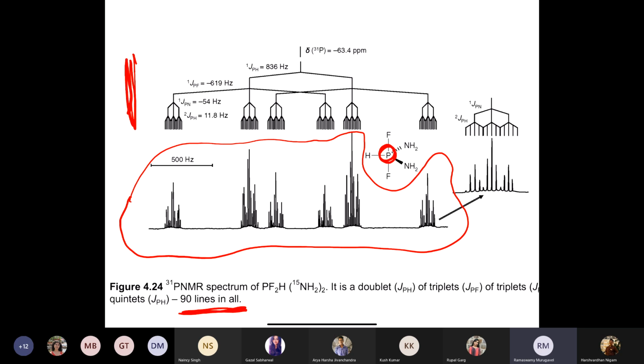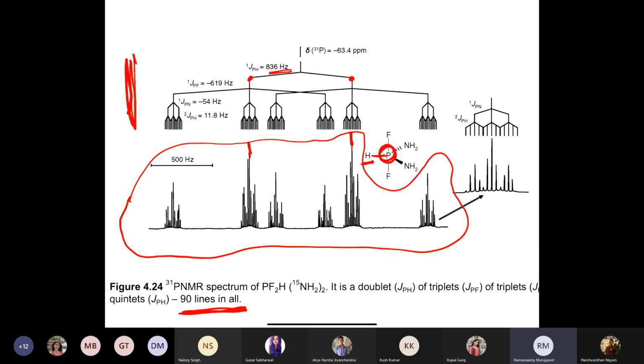How does this happen? The hydrogen is the one closest to phosphorus in terms of distance, as well as receptivity and all parameters, so hydrogen scores over fluorine. So the hydrogen couples with the phosphorus first and has a fairly high coupling constant of close to 1000 hertz, about 836 hertz, 1JPH. The 1JPH is about 850 hertz, and you get a doublet. So that's a spectrum actually.